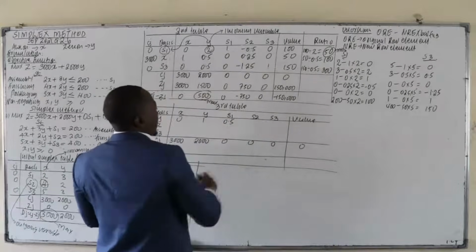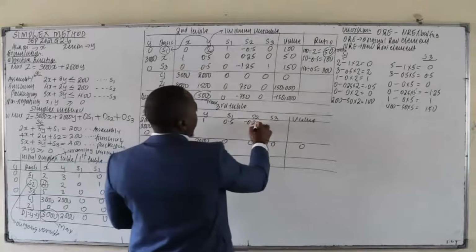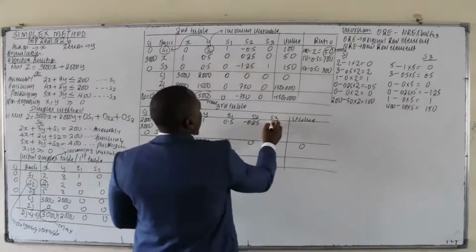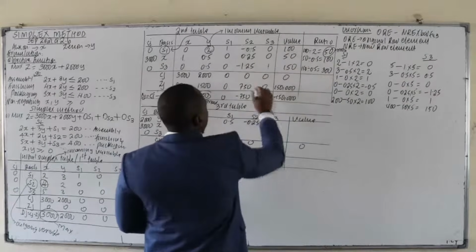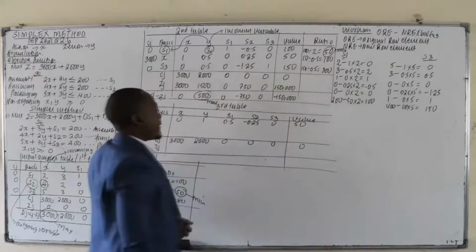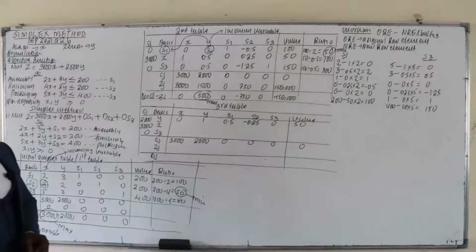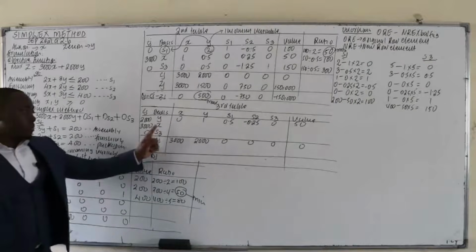Negative 0.5 divided by 2 gets negative 0.25. 0 divided by 2 gets 0. 100 divided by 2 you get 50. Now you have what you call the new row element. What about x? What about S3?